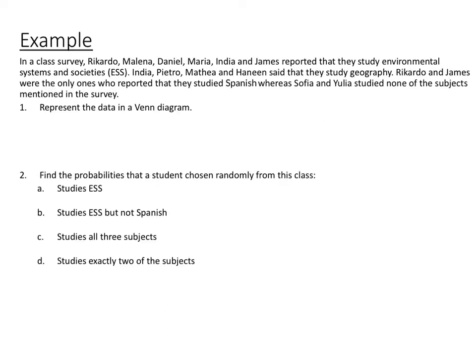So this first example, it says, in a class survey, Ricardo, Melina, Daniel, Maria, India, and James reported that they study environmental systems and societies. India, Pietro, Mathea, and Hanine said that they studied geography. Ricardo and James were the only ones who reported they studied Spanish, whereas Sophia and Yulia studied none of these subjects that were mentioned in the survey. So the first thing we want to do is represent this data in a Venn diagram.